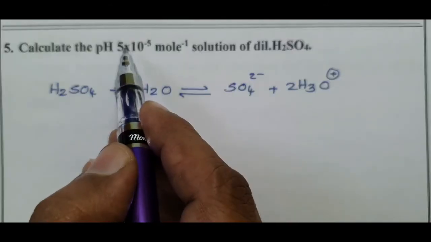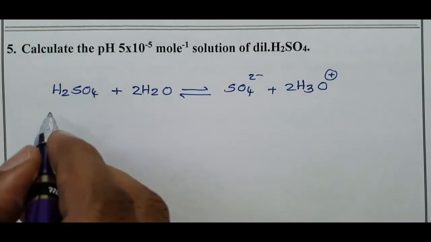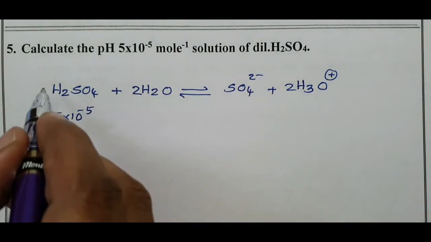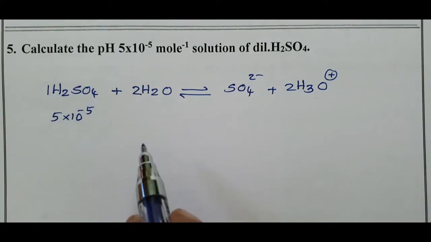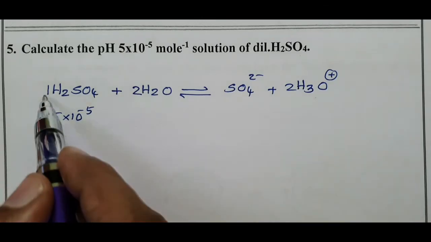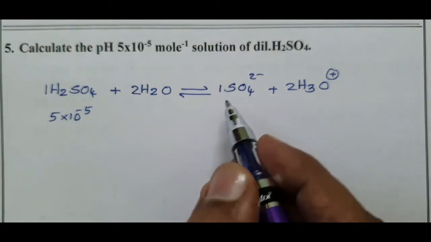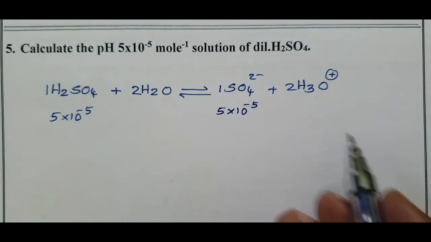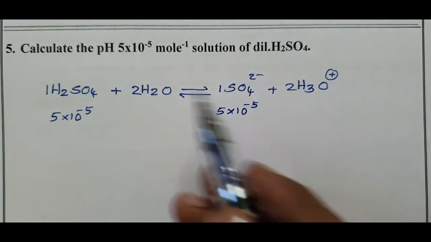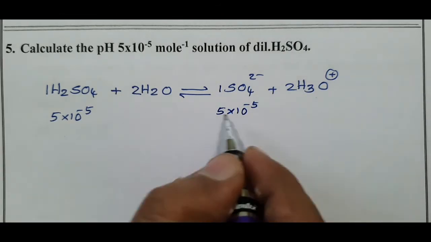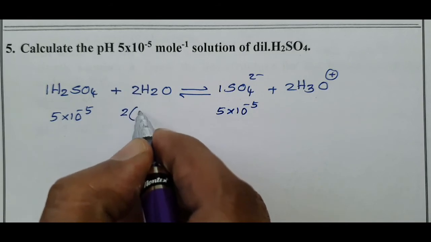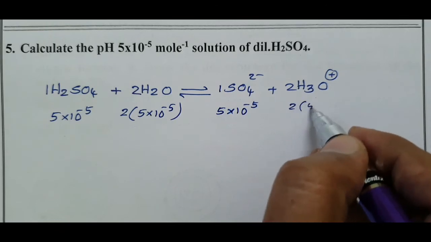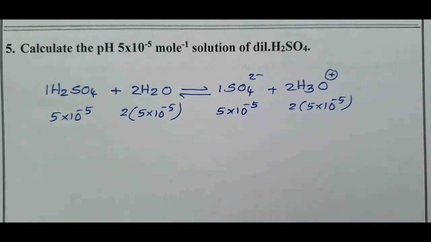Sulfuric acid concentration is given as 5 into 10 power minus 5. The number of moles of sulfuric acid is 1, and of sulfate is 1. Therefore, the sulfate concentration is also 5 into 10 power minus 5. Writing the concentration of water and hydronium ion, their number of moles is 2. Therefore, this concentration value is multiplied by 2: 2 into 5 into 10 power minus 5.